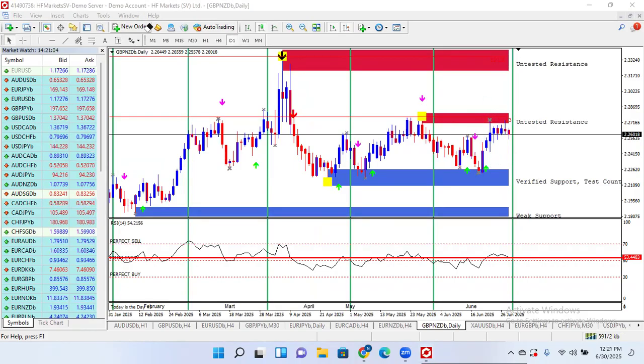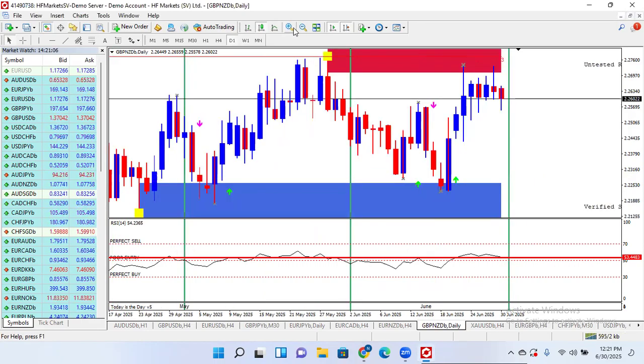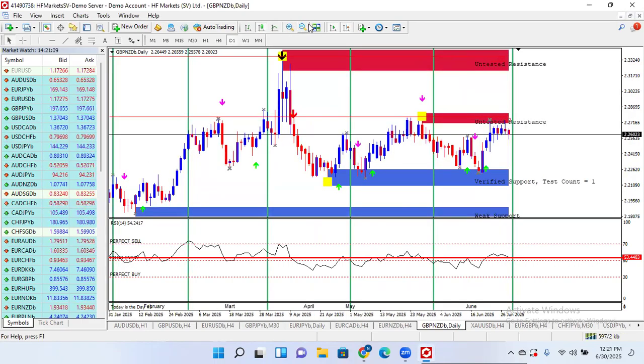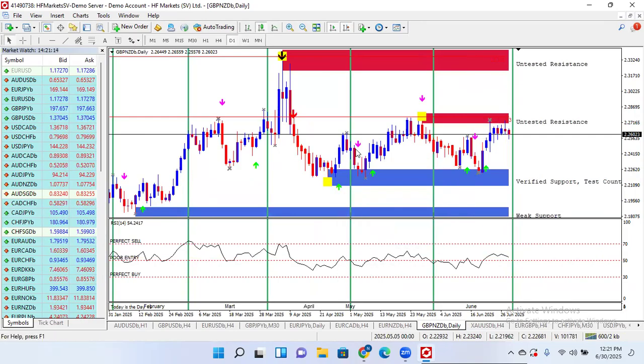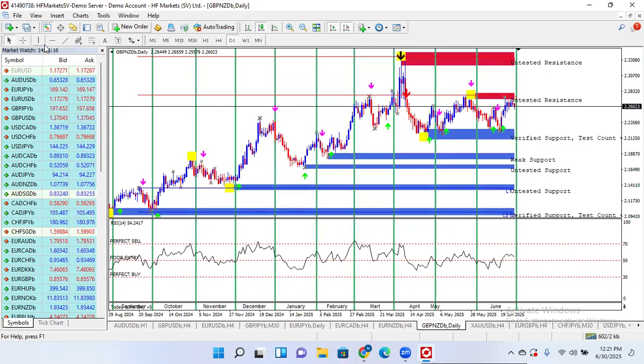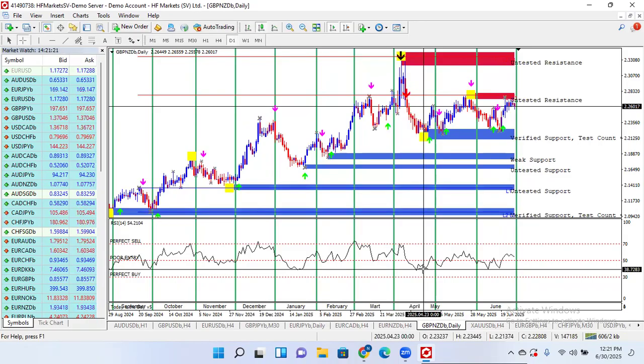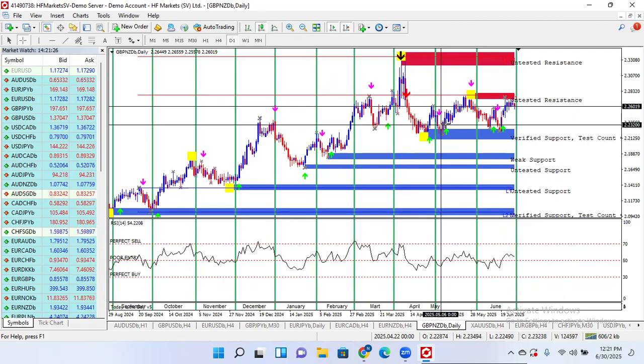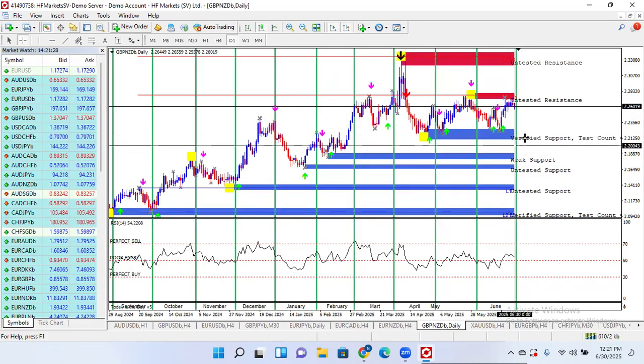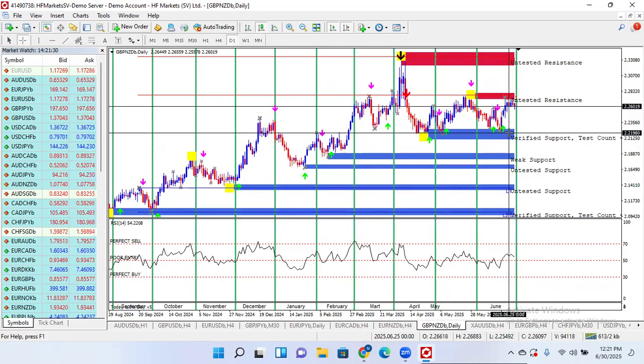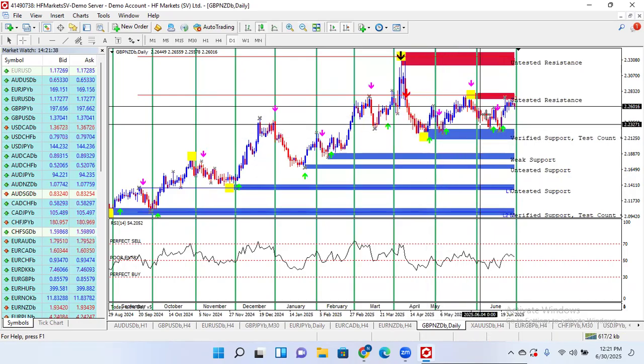If you look at daily, let me remove this thing. Daily is coming from this point, 37, right? And it's a valid zone. And this is verified. Remember, verified is stronger than untested. Right? So there is need for this guy to push up.